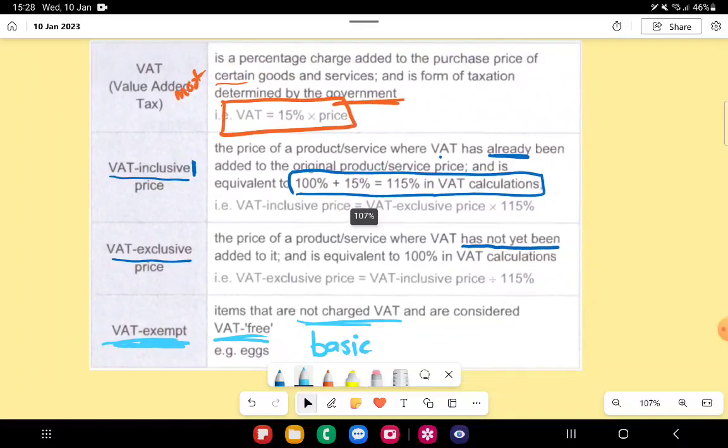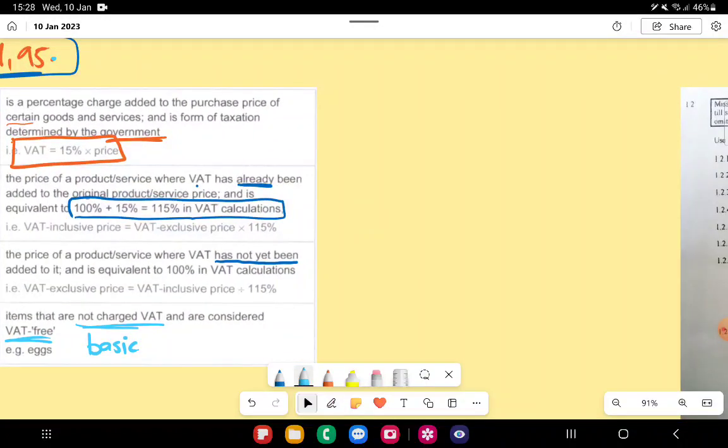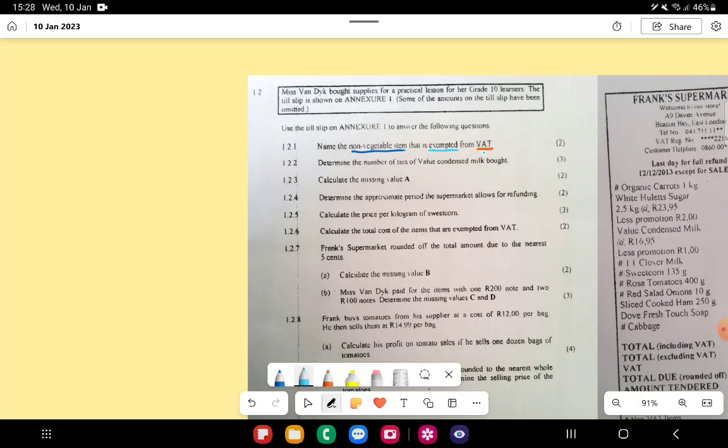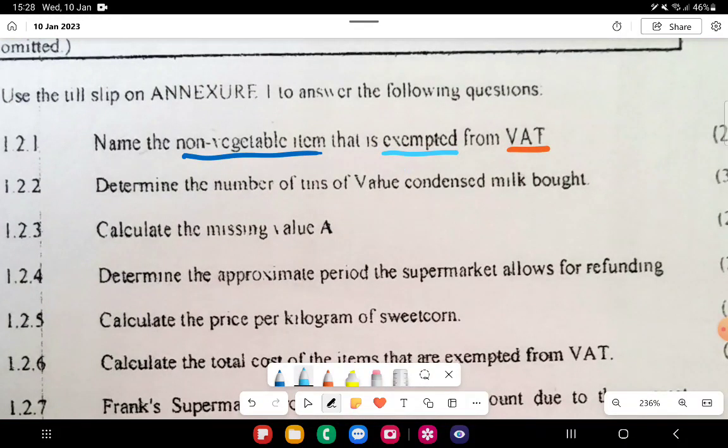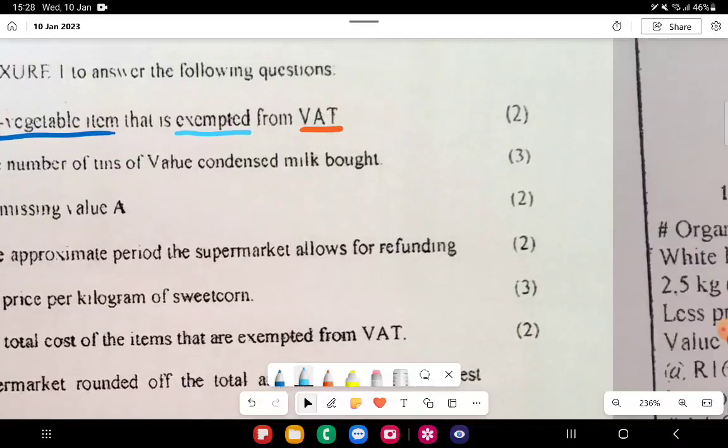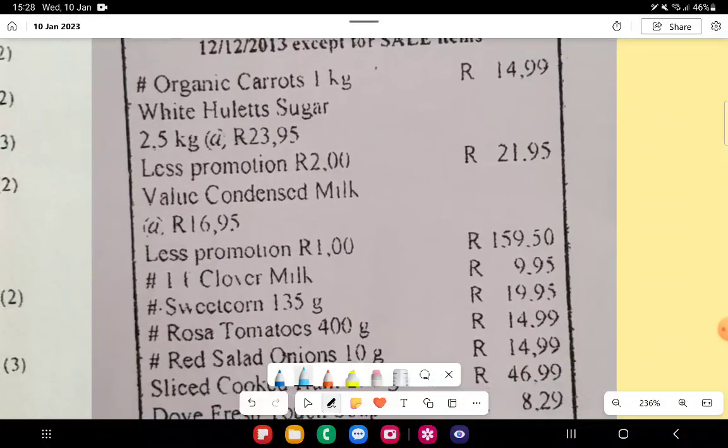So now we understand what is value added tax. Great. Let's answer the question. We know what is VAT. We know what it means to be exempt from VAT. What is a non-vegetable item? Haha. Anything that's not a vegetable, right? So this question is relevant to our receipt. Let's see what's on our receipt.